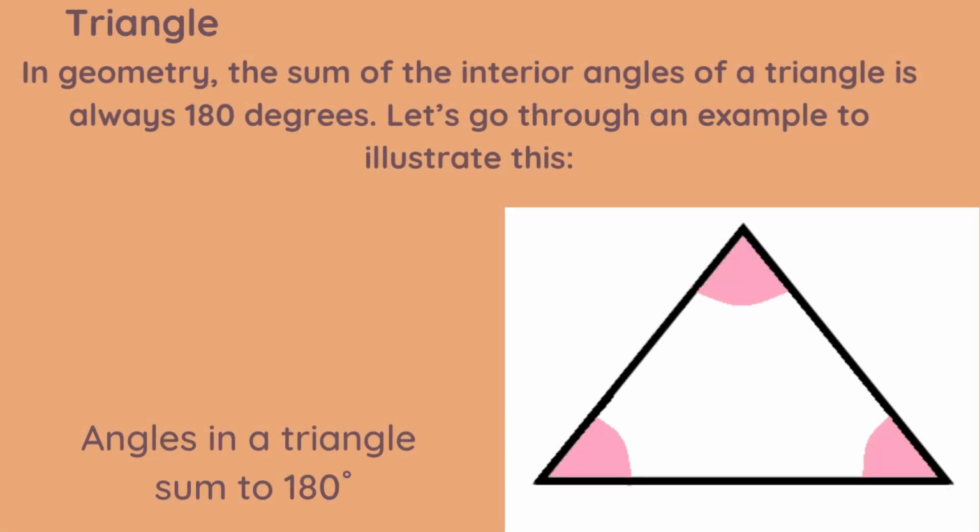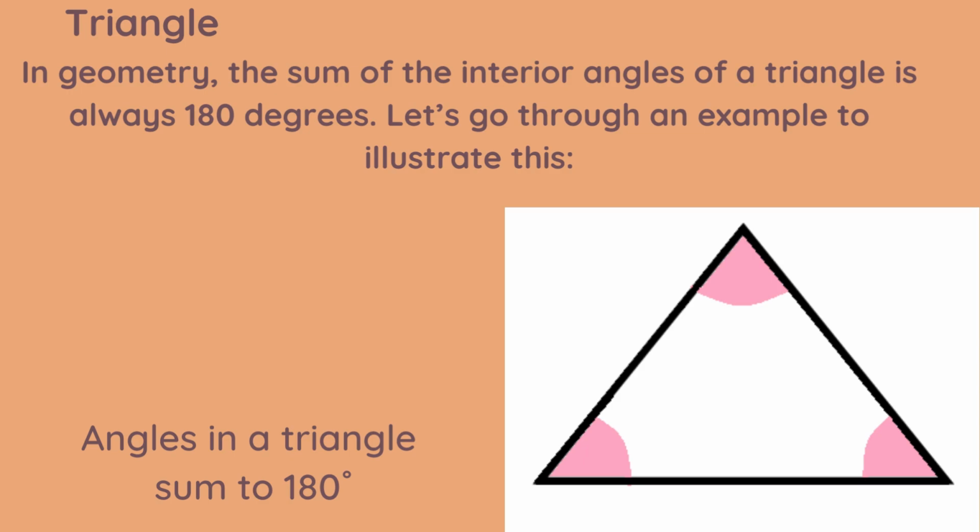Triangle. As the name shows, tri means 3 angles. In geometry, the sum of the interior angles of a triangle is always 180 degrees. Let's go through an example to illustrate this.